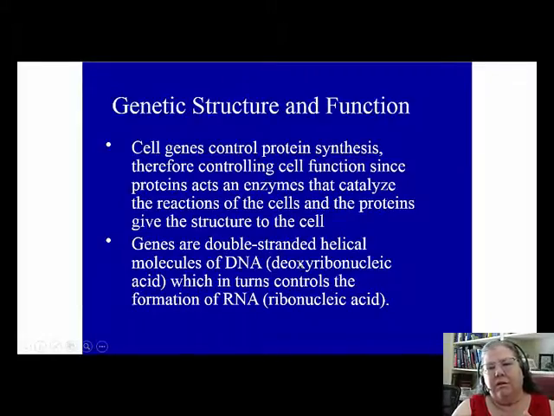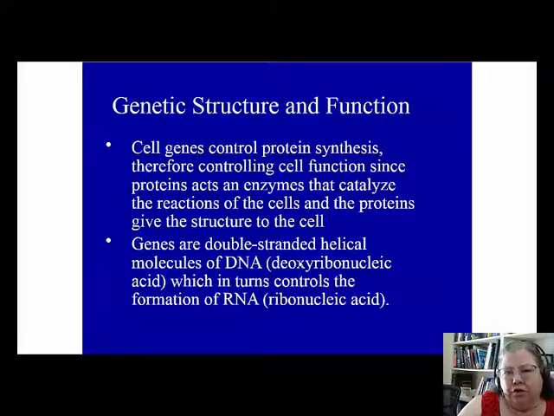Now we're going to talk a little bit about genetic structure and function. So genes control protein synthesis, and protein synthesis controls all functions in the cell. Proteins catalyze reactions, proteins give structure to the cell, proteins also are produced within the cell to be used outside of the cell for various reasons, and we'll talk a lot about this as the course goes on.